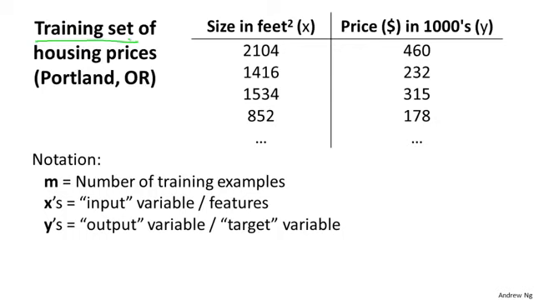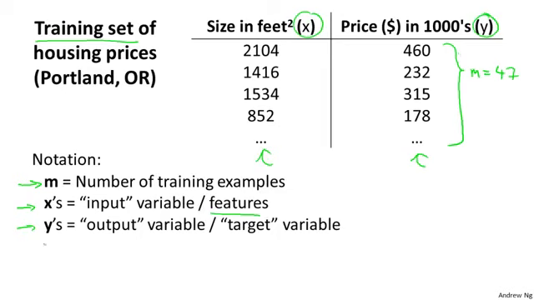So I'm going to use lowercase m throughout this course to denote the number of training examples. So in this data set, if I have, let's say, 47 rows in this table, then I have 47 training examples, and m equals 47. I'm going to use lowercase x to denote the input variables, often also called the features. So the x's here would be our input features. And I'm going to use y to denote my output variable, or the target variable, which I'm trying to predict. And so that's this second column here.